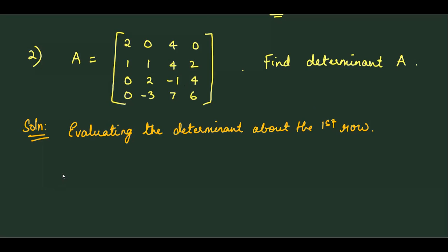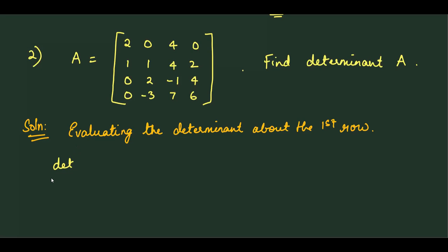Generally you will do that, but the intelligent solution is, if there are so many zeros in one particular row or column, then choose that row or column to evaluate. It will be much easier and faster. Okay, and there are many other properties also. The board also accepts that, if we evaluate on any row or column.